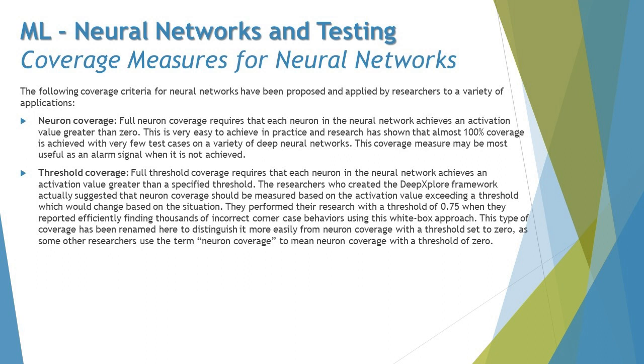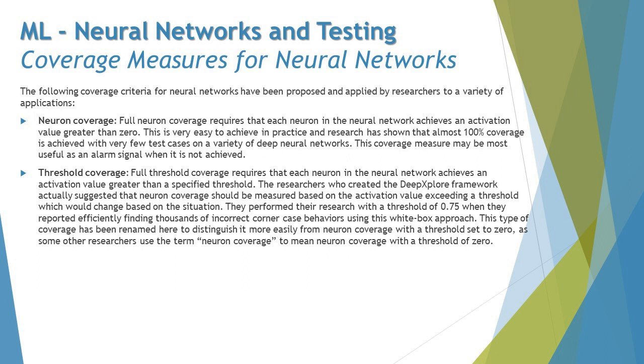achieving the required coverage. Whereas on the other hand, threshold coverage means a full threshold coverage requires that each neuron in the neural network achieves an activation value greater than a specified threshold. That means towards more preciseness. The researchers who created the DeepXplore framework suggested that neuron coverage should be measured based on the activation value exceeding a threshold, which would change based on the situation. They performed their research with a threshold of 0.75, which is closer to the plus one value, and reported efficiently finding thousands of incorrect corner case behaviors using this white box approach.